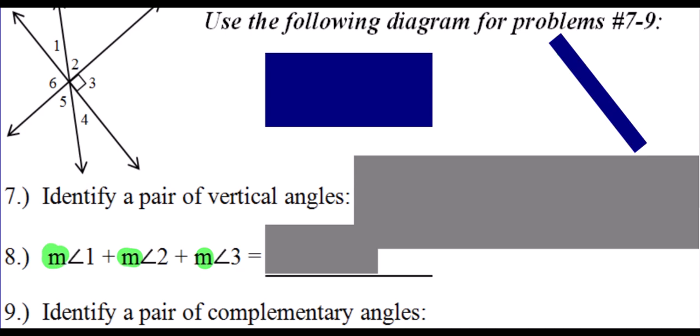All right, did you already try 7, 8, and 9 on your own? If not, you better hit pause now. You got to try some on your own. That's part of learning when it comes to math especially. All right, number 7. We're looking for a pair of vertical angles.